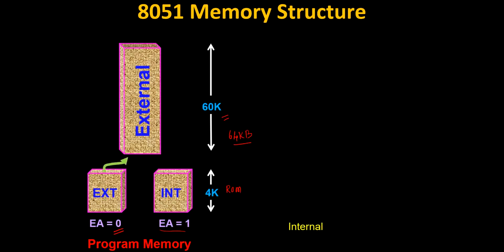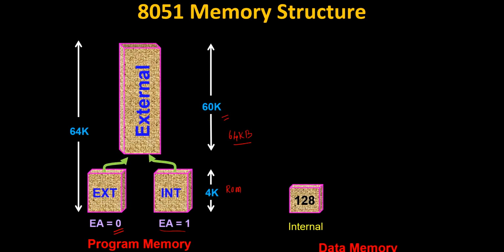And we have the data memory. Internally we have 128 bytes of RAM. This we use to store our data. So this is also enabled when EA is equal to 1. Whenever EA is equal to 1, it accesses only the internal memory, that is 4K of ROM as well as the RAM.